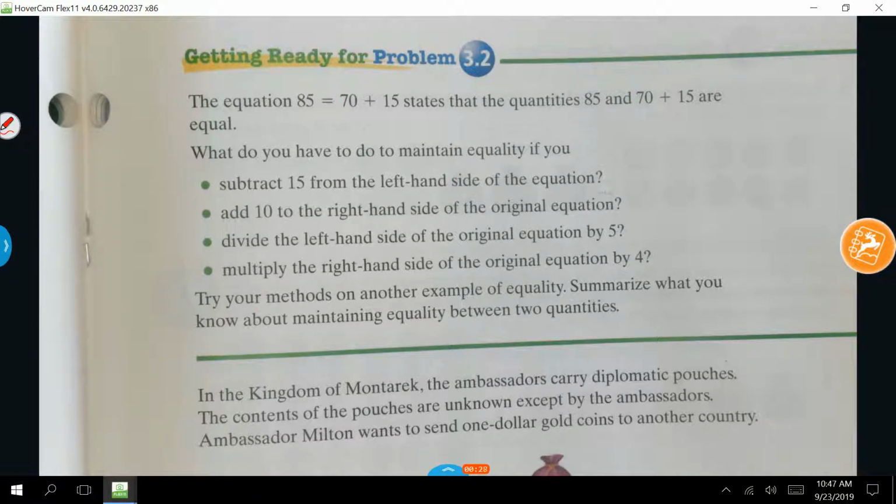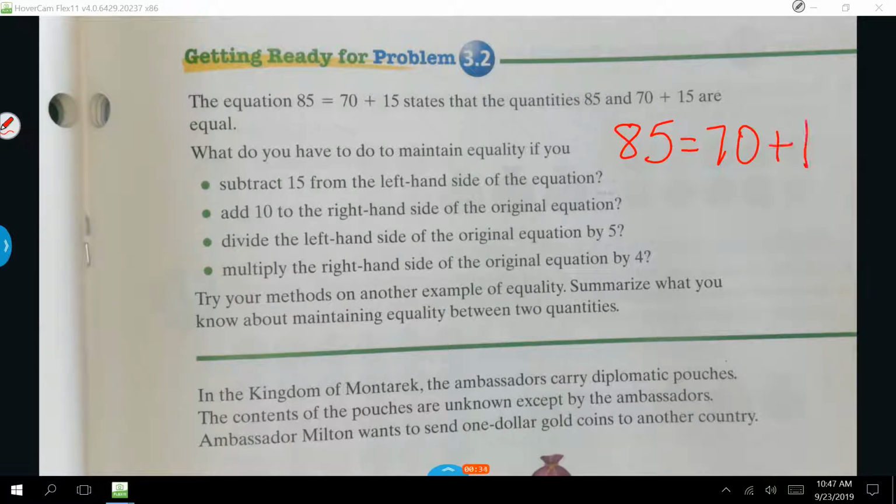So what do we have to do to maintain equality, like a balance? You know what I'm talking about in science class? So to keep it balanced, what do we have to do if we subtracted 15 from the left-hand side of the equation?